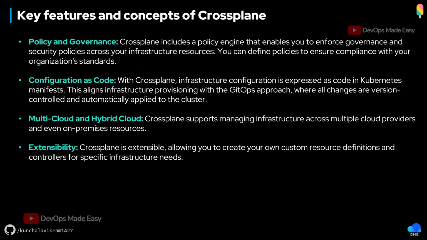And another feature is policy and governance, where we have a policy engine in Crossplane that enables you to enforce certain policies across your infrastructure resources, right? Let's say I have to use tags as a mandatory argument for creating EC2 instances, then I can use this as a policy. So there are a lot of policies available in Crossplane.